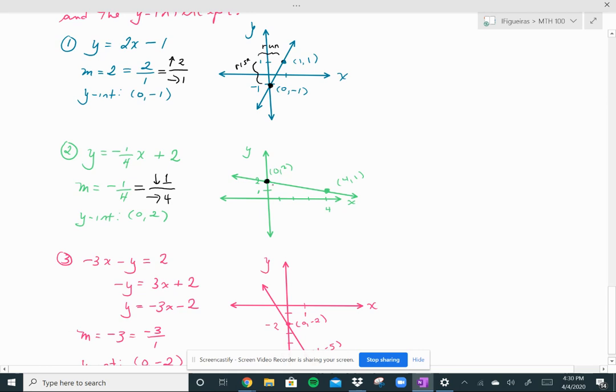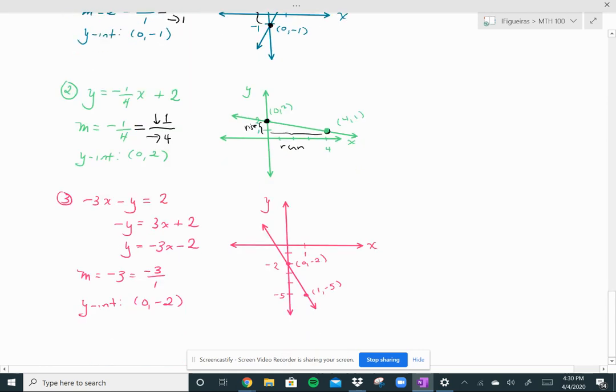So here I have my down 1 unit, right? So this is the rise, even though we're going down. It's the vertical movement. And then I go a run right 4 units. This is my run. So I end up at the point 4, 1. Connect the 2 points and you have your graph.